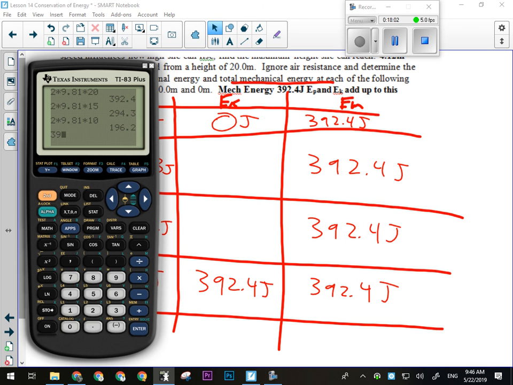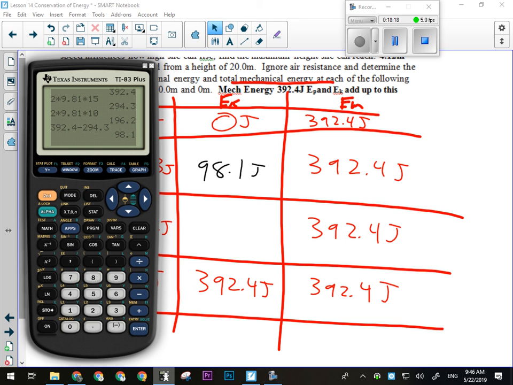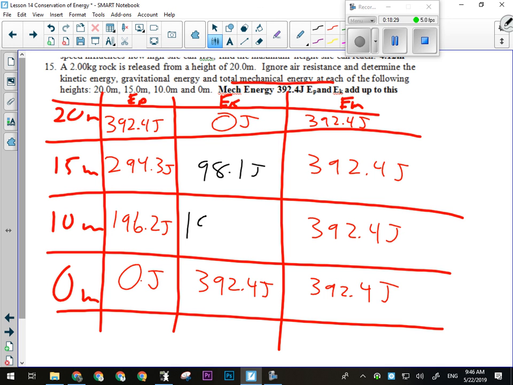So 392.4 minus 294.3. So my kinetic energy here is 98.1. Okay, and the second one, it's 392.4 minus 196.2, which I think is 196.2, isn't it? Yeah. Okay, that's all I have to do to fill in that chart.